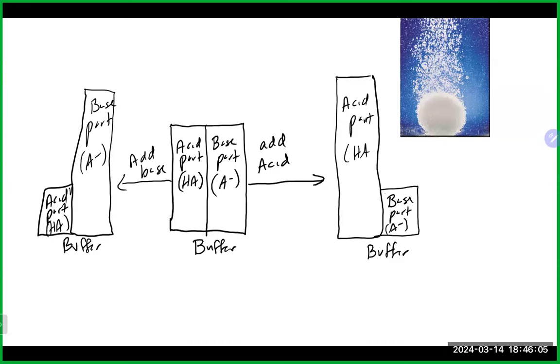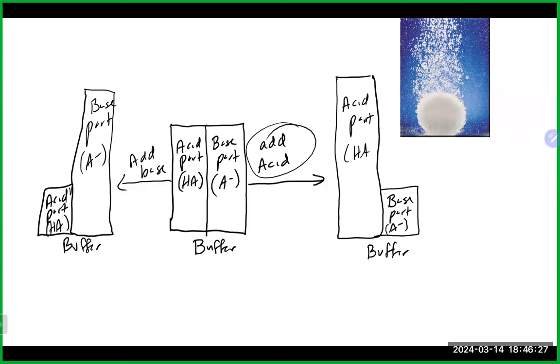By the way, what would happen in this situation if I just keep adding acid? Let's say I had this buffer here and I was not paying attention. Not that anybody would do that. And if I just keep adding my acid, maybe I'm doing a titration where I'm just adding more acid and adding more acid.